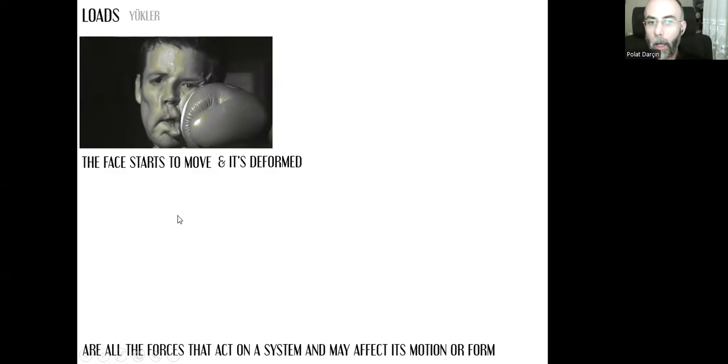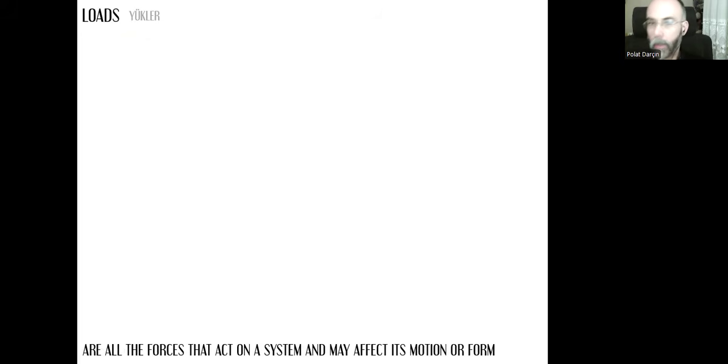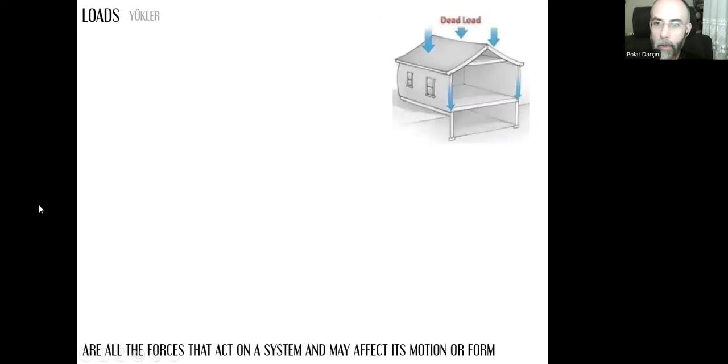And here we see the example. The face starts to move and it is deformed after the application of the loads. And we have different types. First, we have static or dead loads. They are mainly the weights of building products, and it starts from the top. Each layer of the building products will increase these dead loads, and they are all transferred vertically down to the earth or ground via the structural system, such as the weight of this tile.